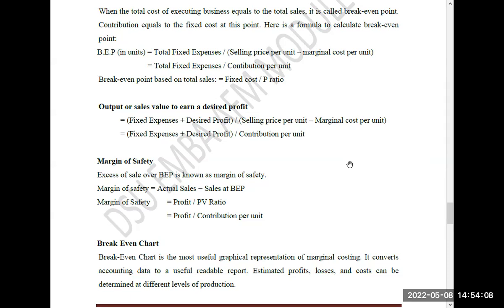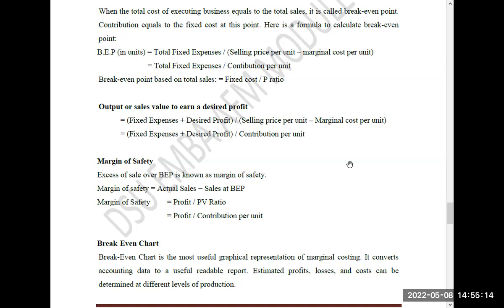Selling price minus marginal cost is equal to contribution. So both are the same formulas. Both formulas will give me the output to be sold in units to earn this much of profit. Suppose I want to know how much should be my sales value to earn a given amount of profit, say 1 lakh rupee. Simple to calculate: fixed cost plus 1 lakh rupee, total divided by PV ratio will give me the rupee sales. If you divide by contribution instead, it will give you the number of units to be sold. That's all. This is a very important aspect. How many units should I sell to earn a given amount of profit? Everybody is interested to know so that we can fix the target for the sales department or marketing department.